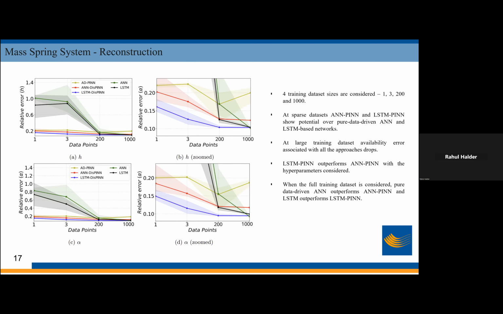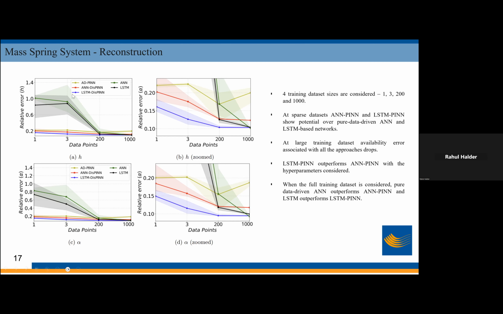If you look at the error plots, when I say data points, I mean I am using only numerical data at one point, at 3 points, at 200 points, and at 1000 points. In total I have 1000 time steps. So I'm reconstructing the whole temporal domain using only 1, 3, 200 and 1000 data points.